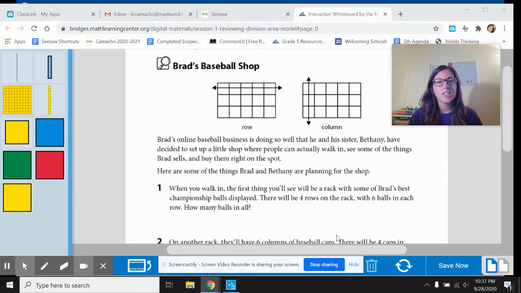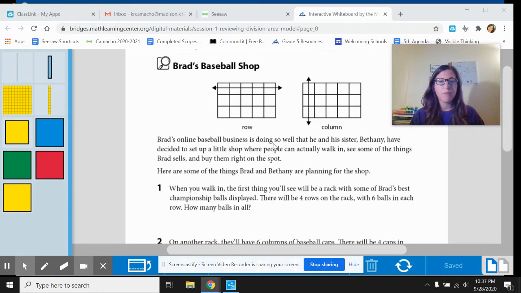Hello, mathematicians. Today we're going to be doing some work with division. And we're doing that division again in the context of Brad's baseball shop. One of the things that is really important to note in division is that rows go side to side, or horizontal, and columns go up and down, or vertical. So keep that in mind.